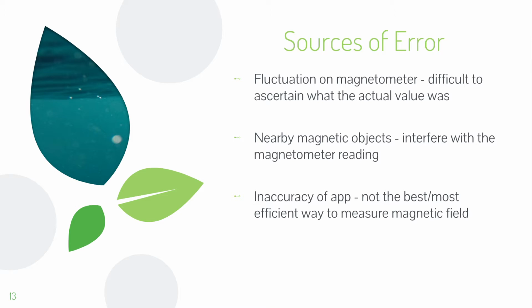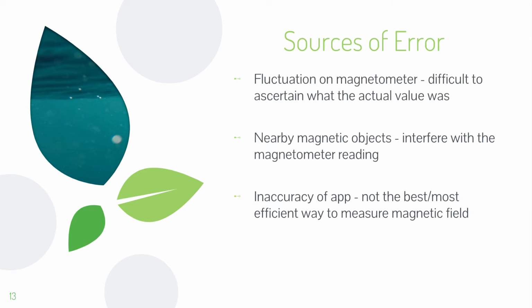Additionally, it was difficult to lock down a number for the magnetic field, as the magnetometer was fluctuating quite a bit, even when I let it sit there for a while. Therefore, I picked a number arbitrarily in the range of numbers that were showing up, which could have caused inaccuracies.